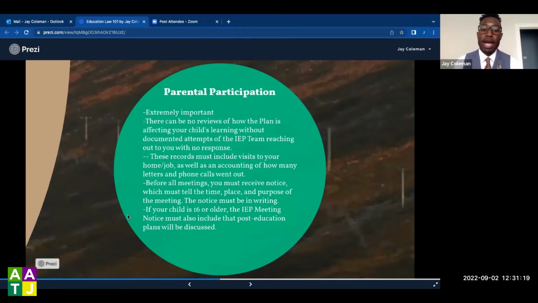All right. Now, before all meetings, you must receive notice. And your notice must tell the time, the place, and the purpose of the meeting. The notice must also be in writing, like I told you guys. Also, if your child is 16 or older, the notice must also discuss post-education plans. Even though if they're 16 or older it has to be there, depending on the disability, that could be more important than in other situations.